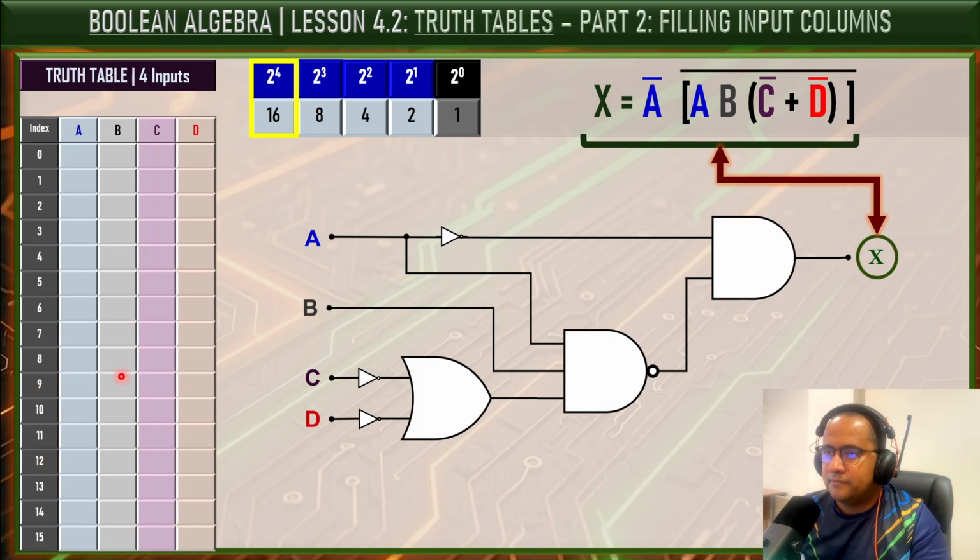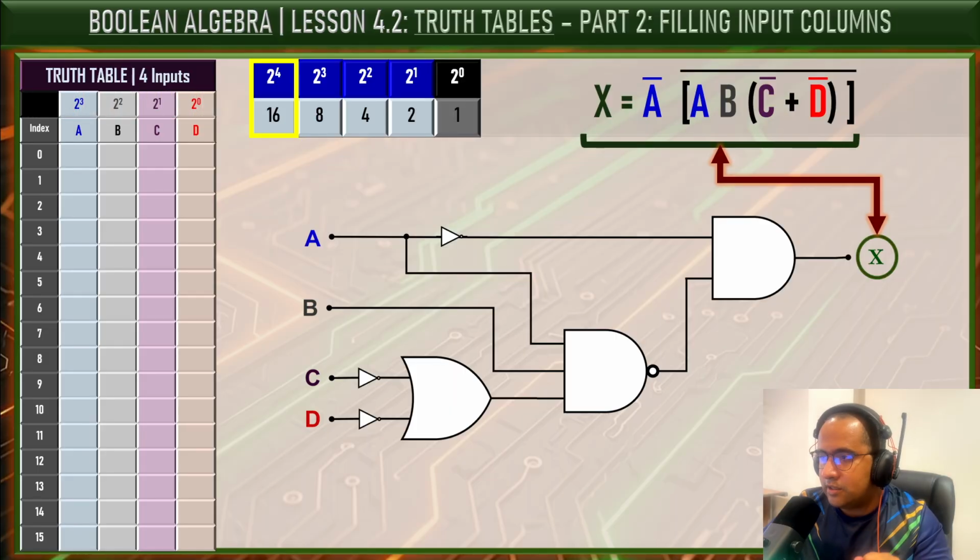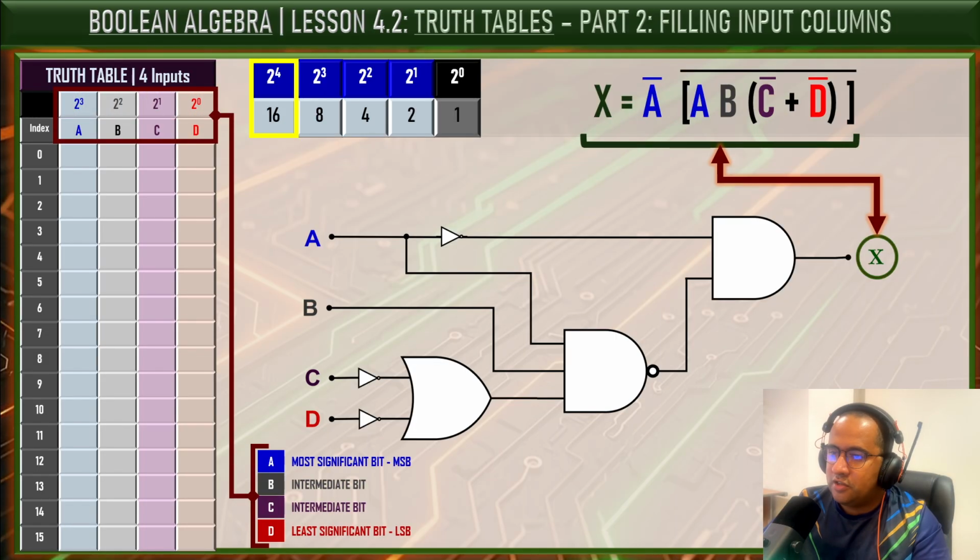this, okay? And just like before, each input column has a different binary weight. a is the most significant bit, and d is the least significant bit. And we have these two intermediate bits, b and c, okay? Let's analyze the column a. The column a is the most significant bit. Since a is the most significant bit, it changes more slowly than all other columns.